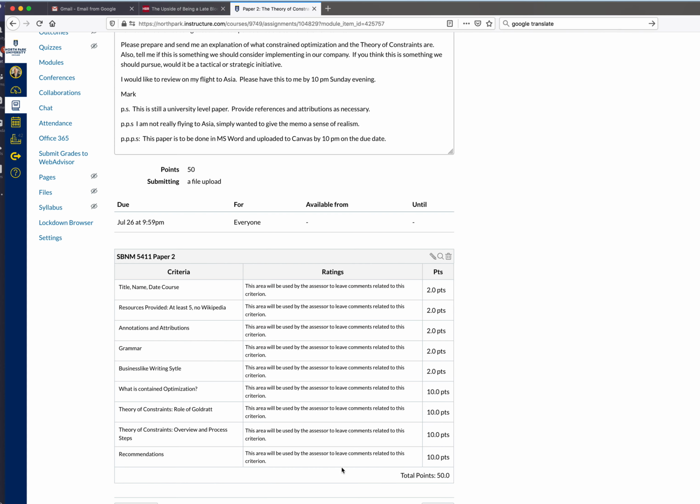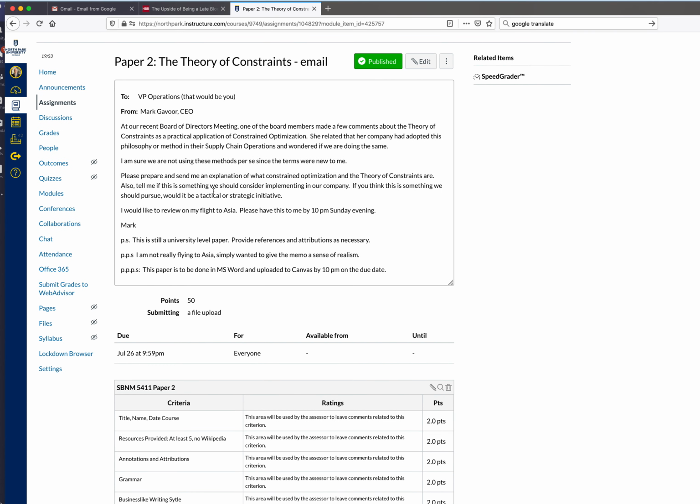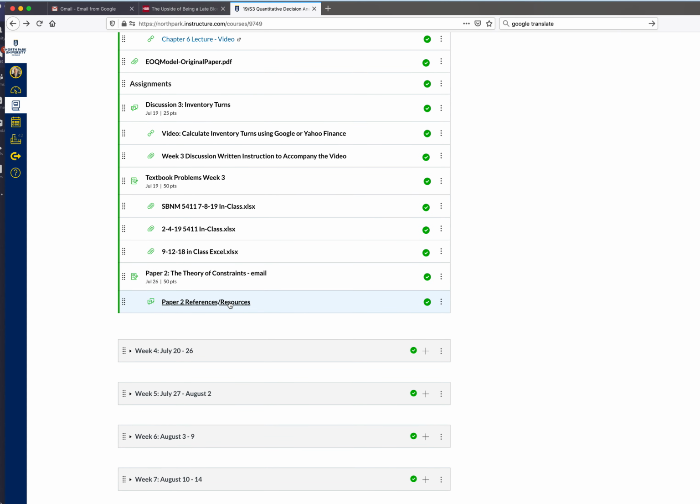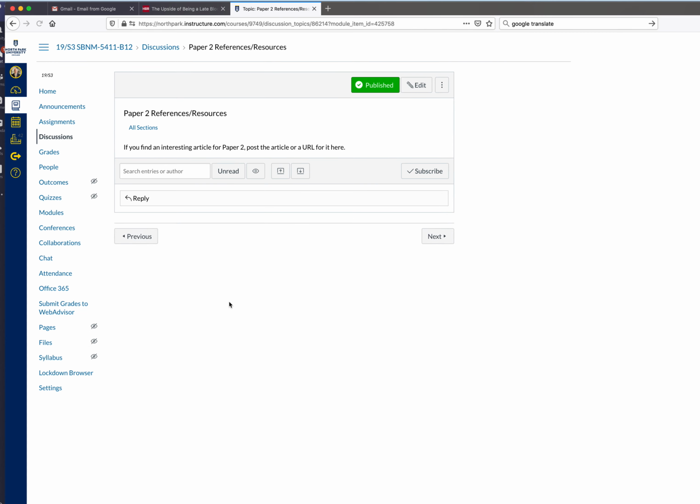How long should the paper be? Well, we already gone through that. Long enough to cover all these points and not so long that you're boring me to death. Let's see, what else do we have? If you want to share resources with other people, I've put a non-graded discussion here where you can share resources. If you want to keep them to yourselves, that's also okay.